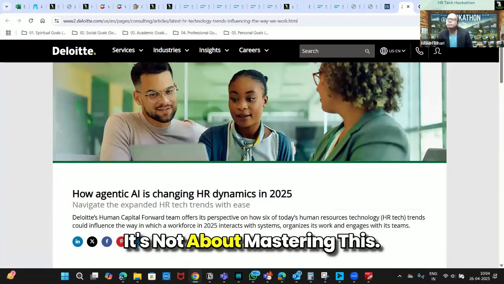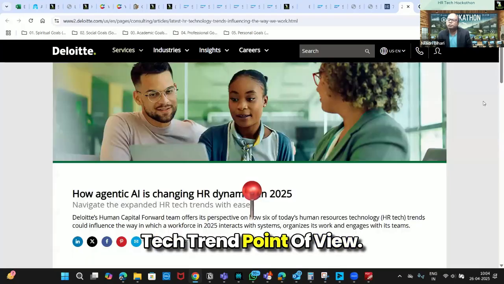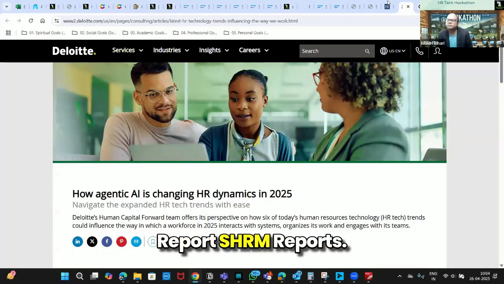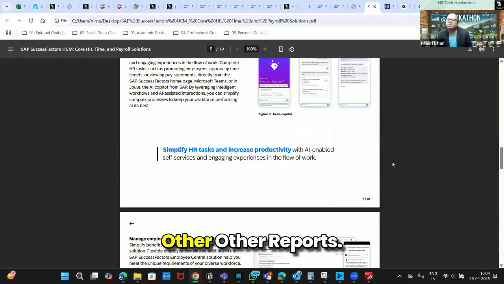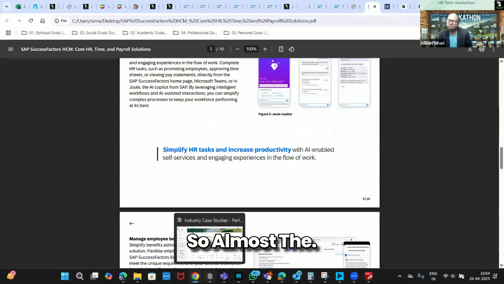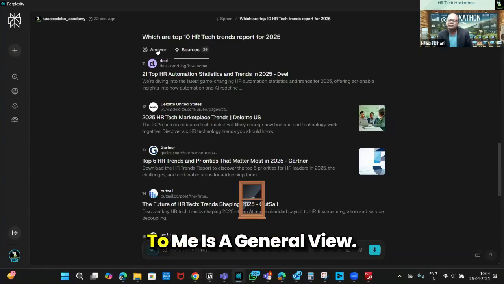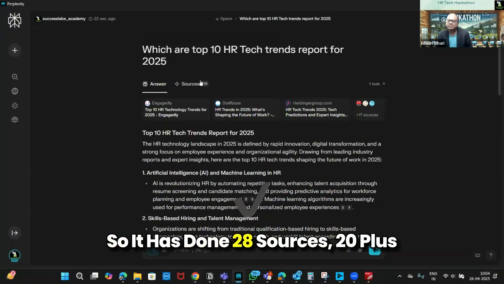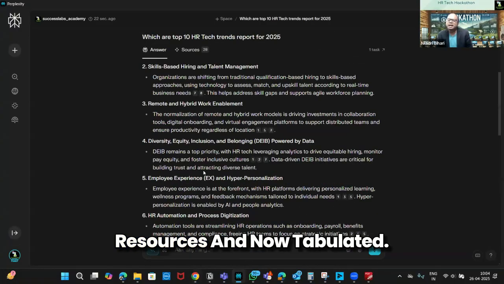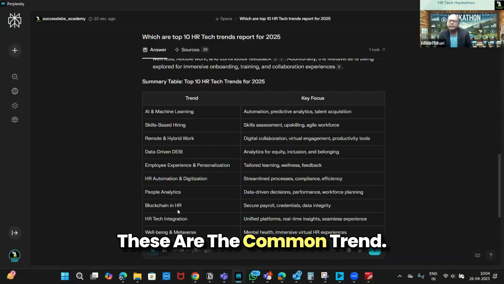It's not about mastering this. But from a report and tech trend point of view, I highly recommend the Deloitte report, SHRM reports, and Gartner reports, and there are many other reports. There are almost commonalities also. What Perplexity has given me is a general view. It has done 28 sources, 20 plus resources, and now tabulated. You can see that everywhere this is the common trend.